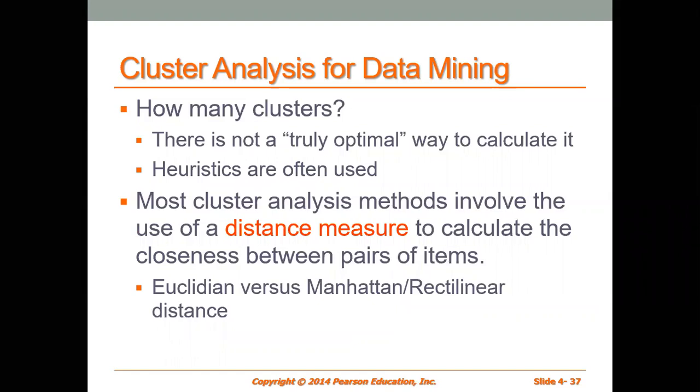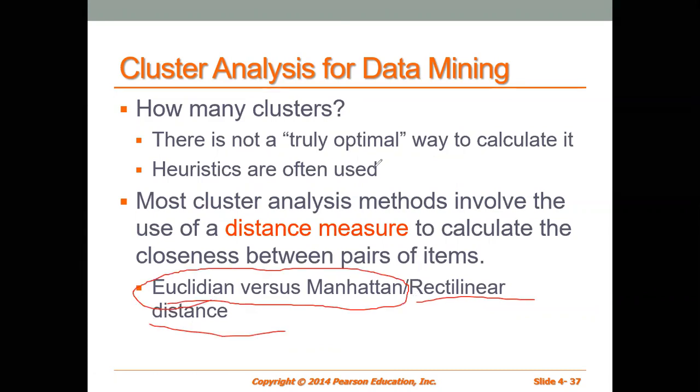Most cluster analysis methods involve the use of a distance measure. As I told you, clustering usually uses two kinds, though there can be many: the Manhattan distance and the Euclidean distance, to calculate the closeness between pairs of items. There is also another one, the rectangular distance, which you can use if your data is 3D.